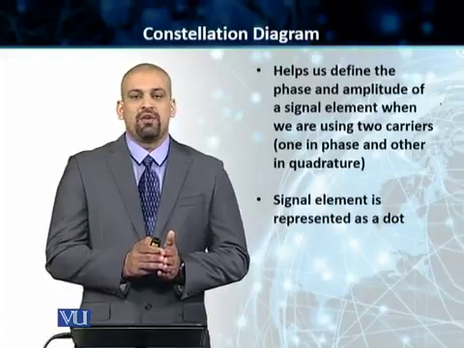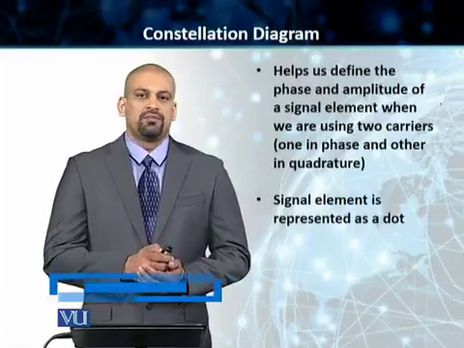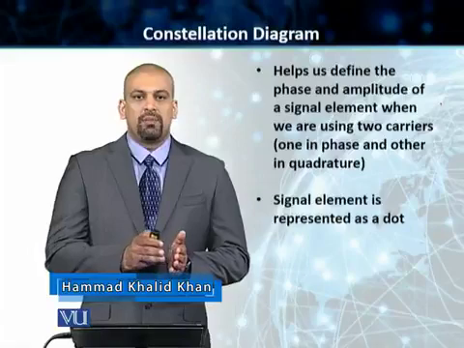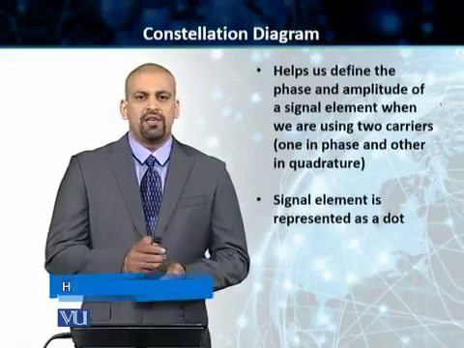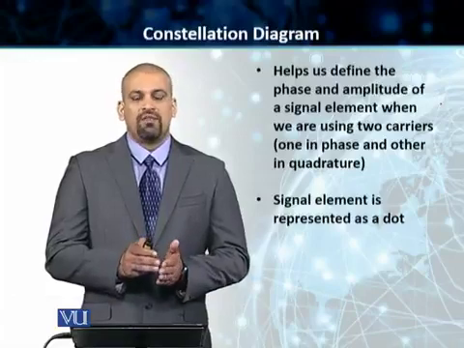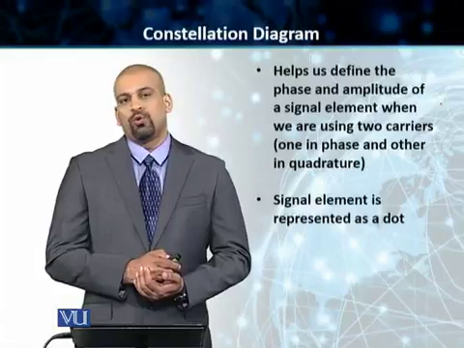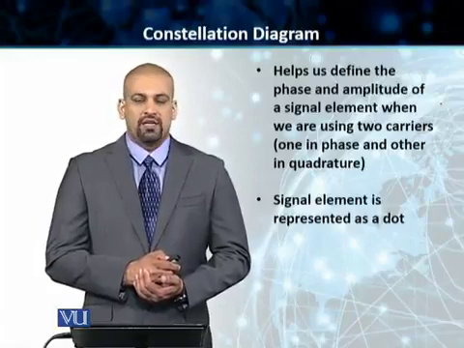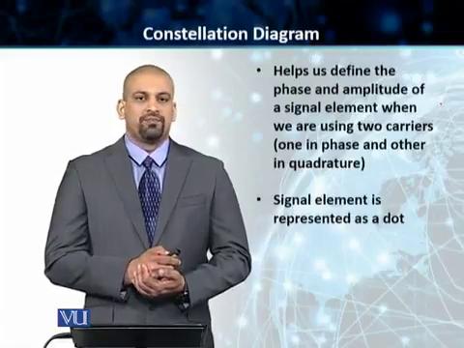In the ASK, we varied amplitude and kept the frequency and phase constant. FSK, we varied the frequency and kept the amplitude and phase constant. And in PSK, we varied the phase and kept the amplitude and frequency constant. Now, students, we need to go to our fourth technique for the digital to analog conversion, and that technique is QAM, or quadrature amplitude modulation.